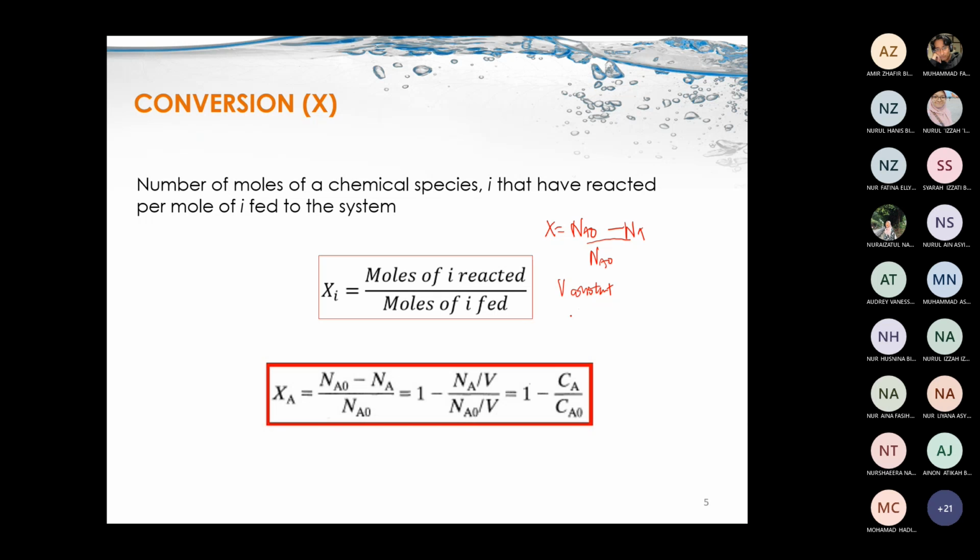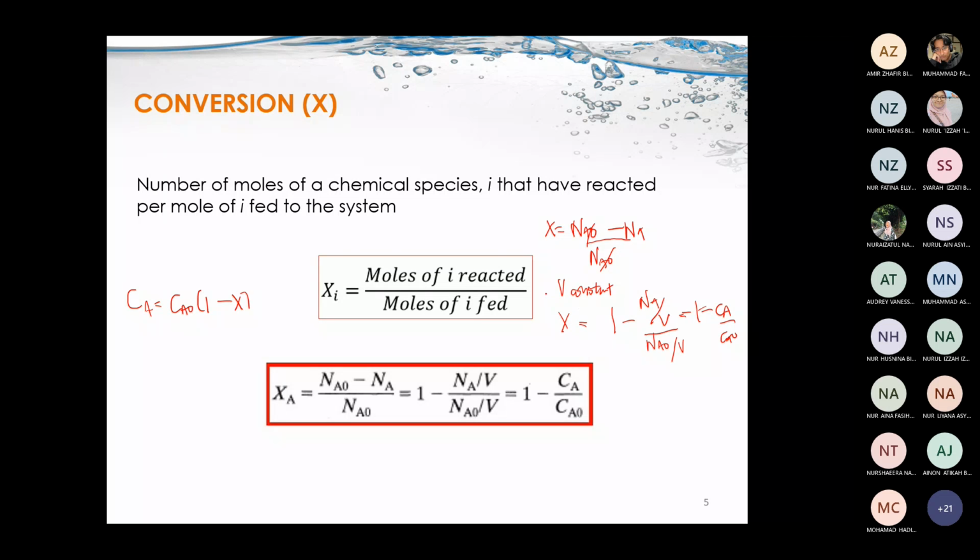Which is X equals to, this one you can cancel it and it becomes 1 minus Na, divided by V, and the denominator is also divided by V. So you can simplify it into X equals 1 minus Ca over Ca naught. From here you can rearrange it to get the final one, which is Ca equals Ca naught times 1 minus X. You just rearrange this one.